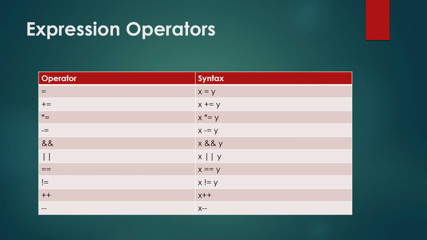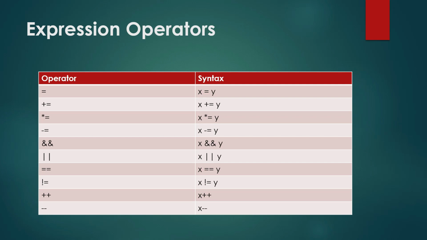And similarly, multiplication equal to, or you can say star equal to (*=). This multiplies the value of y with the original value of x. If the value of x is 4 and y is 4, then the new value of x is 16. And similarly, subtraction equal to (-=). This subtracts the value of y from the original value of x.